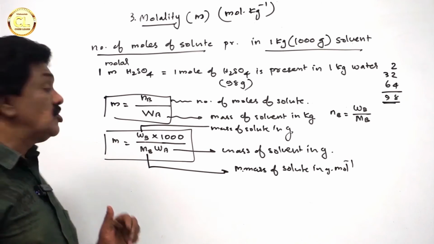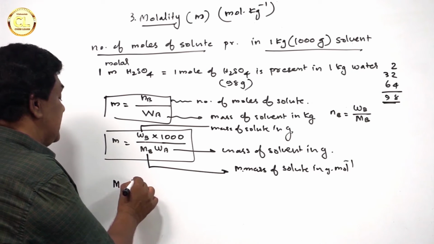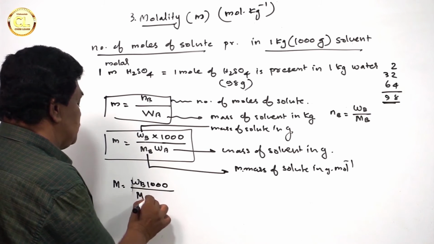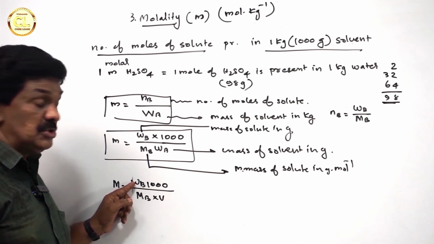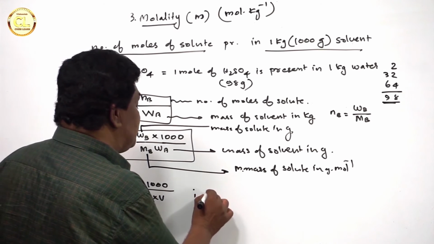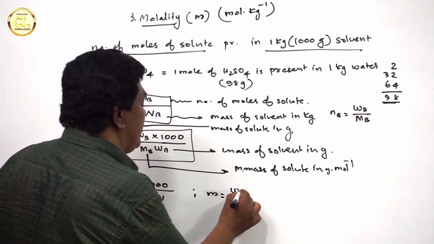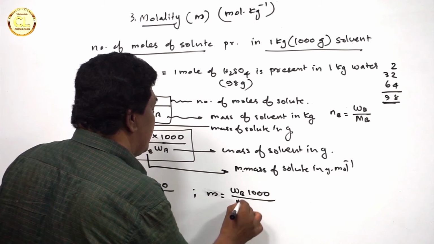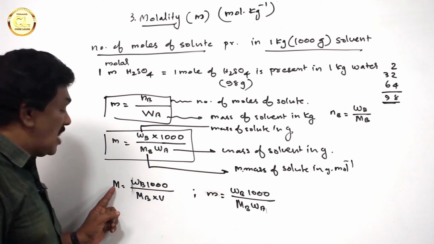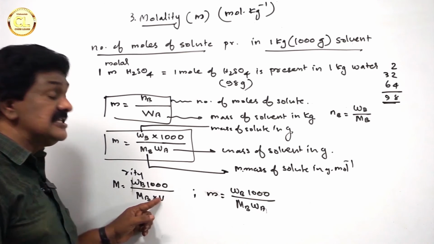Let us check which term is most useful. Molarity, which we have studied previously, is WB into 1000 divided by MB into V. You know that WB is the mass of the solute, MB the molecular mass of the solute, V the volume of the solution in milliliter. Now molality, small m, is equal to WB into 1000 divided by MB into WA. Molarity depends on volume. It changes inversely with the volume.